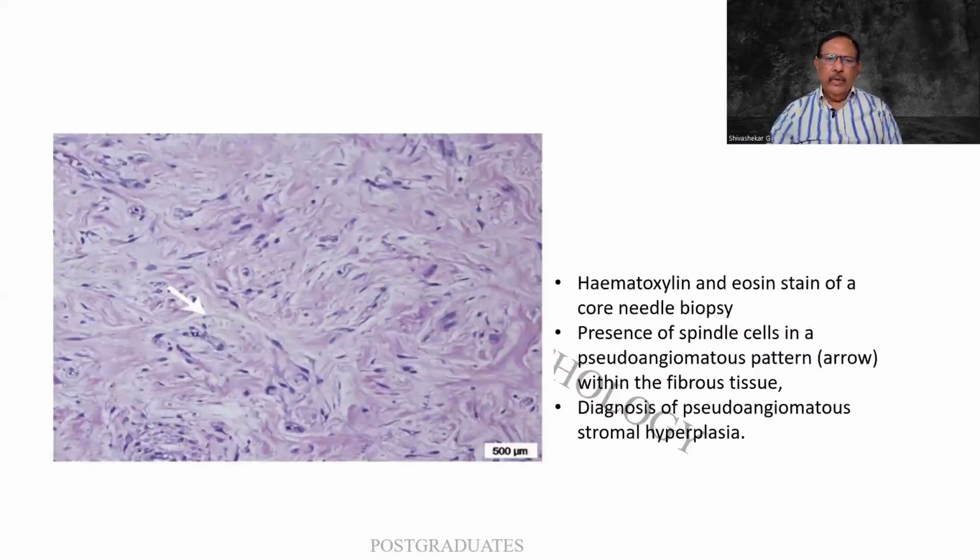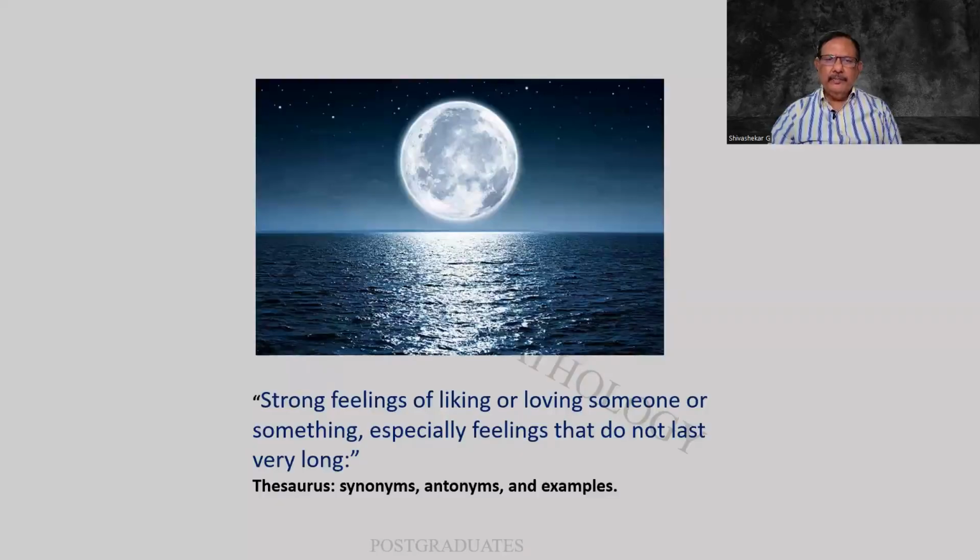A wonderful slide over here, again taken from Pathology Outlines. H&E: I am finding that there are spindle-shaped cells which are arranged in a storiform pattern. And separating the bundles of spindle-shaped cells, I am finding some pale areas as such under the low power. So the diagnosis in this case is something like your dermatofibrosarcoma protuberans, but then there is a pseudoangiomatous stromal hyperplasia in this case.